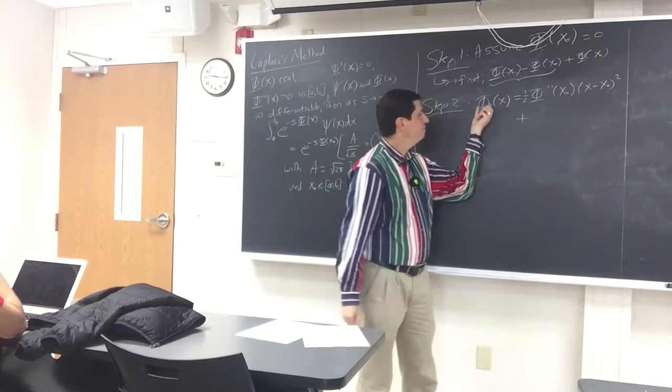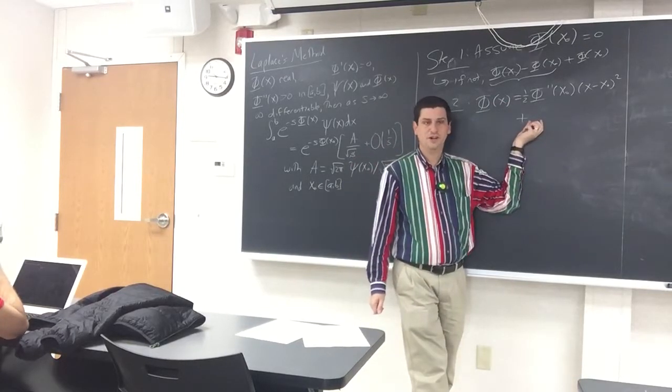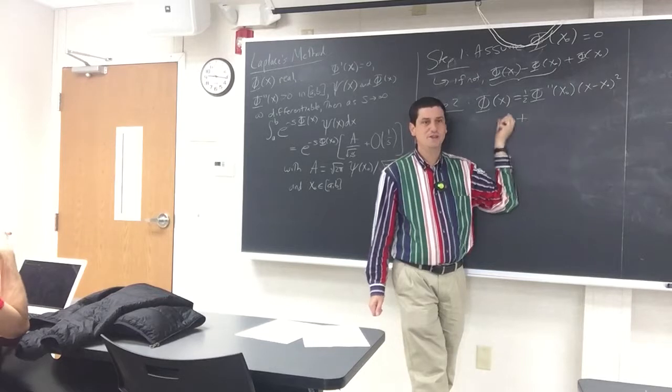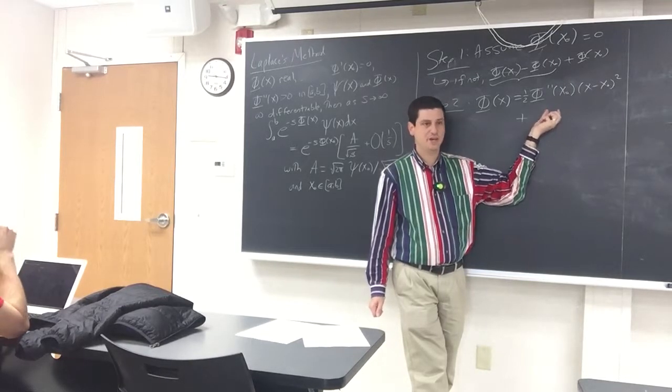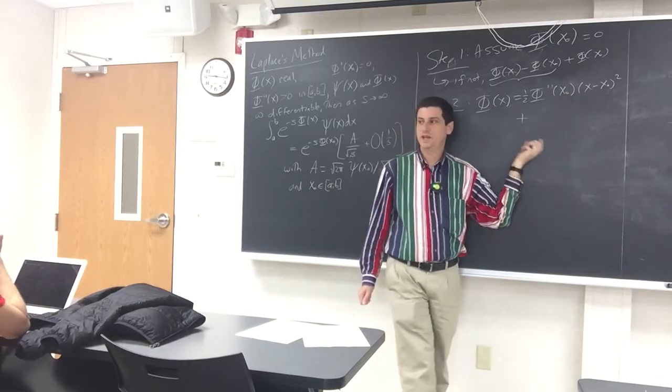So I'm expanding phi about the point x naught. Because phi of x naught is 0 and because phi prime of x naught is 0, the first 2 terms in the Taylor series expansion aren't present. So the first term that's present is this. What about what comes next?